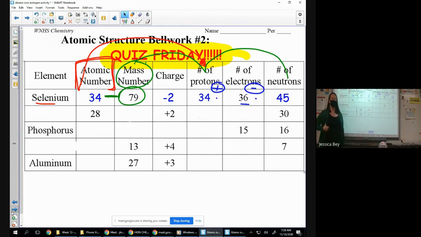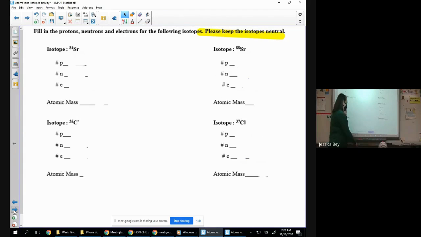Okay, awesome. Then I'll do one example on the back because I'm guaranteeing you will see something exactly like this on the quiz, and then I'm going to give you a moment to study, and then I'm going to go over it, and then I'll let you finish the worksheet that we started yesterday.